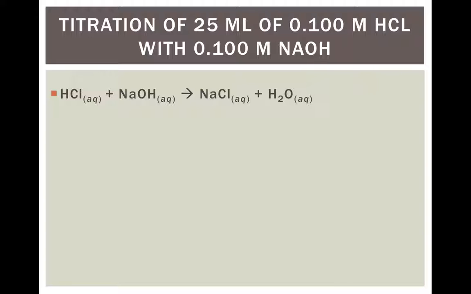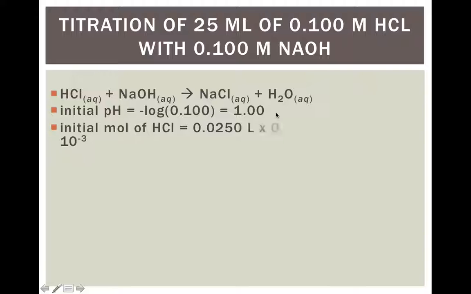Now, when you do this, every single titration problem is going to be an acid plus base yield salt plus water. So you see that here. Acid plus base, salt plus water, every single time. You can calculate the initial pH because all you know at this point is the pH of the HCl and the amount of the HCl, so I get a 1. And then what you're going to do is figure out the initial moles of HCl, because you're going to figure out how many moles of OH minus that HCl is absorbing.